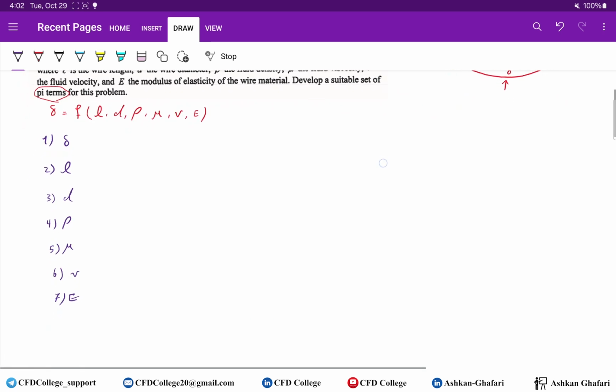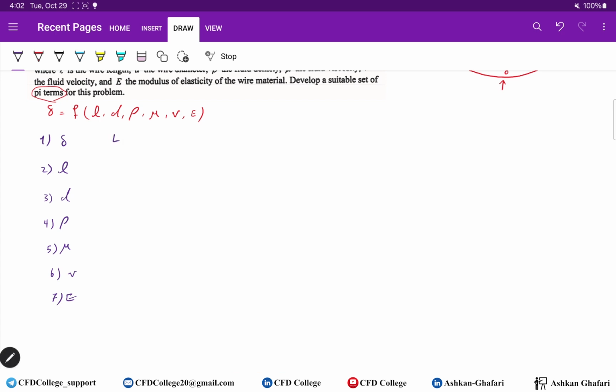For example, here in this problem, delta is length, so the unit is L. L also is length. D is diameter. Rho is density. The unit is Ft2 over L4. And viscosity is Ft over L2. Velocity is L over T, and Young modulus is F over L2.